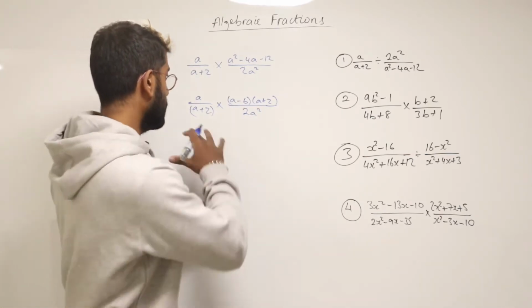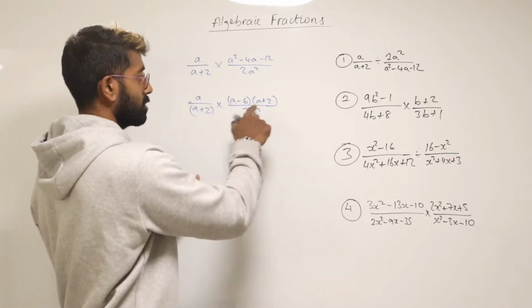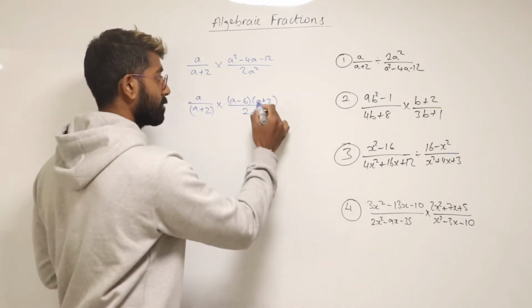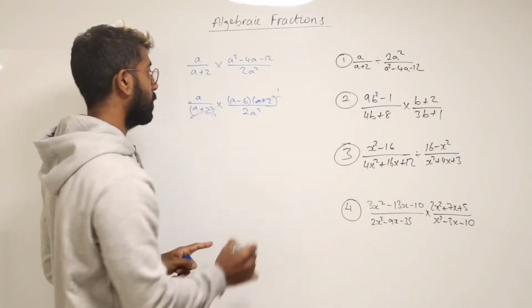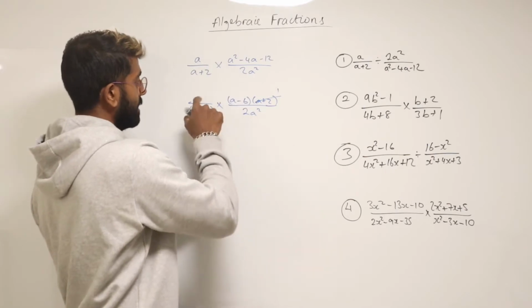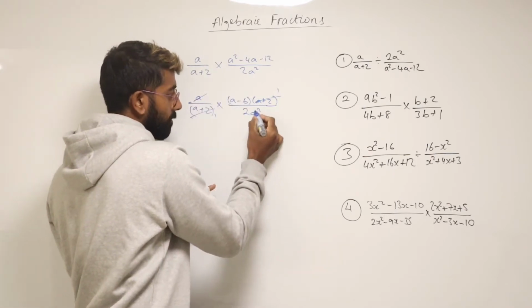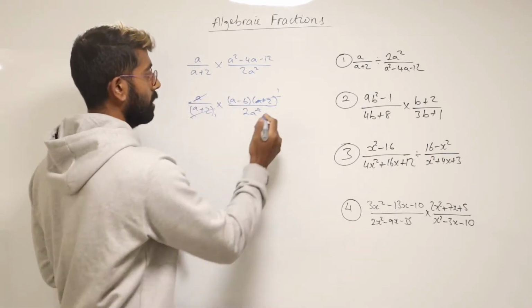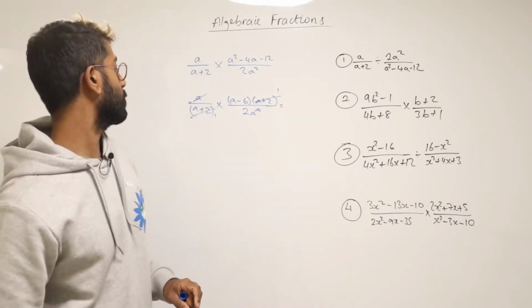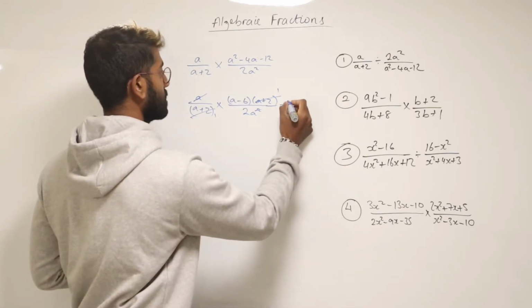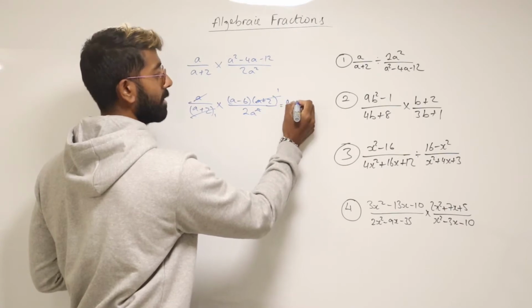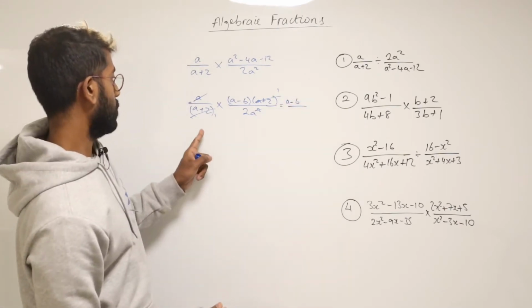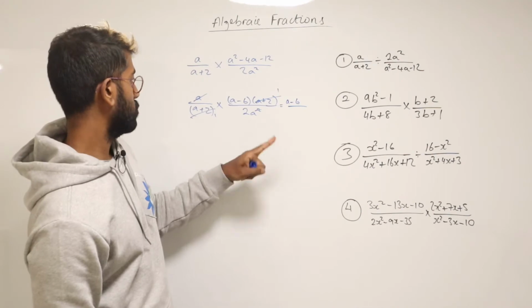What can we see now? If we do some cross cancelling, you've got your a plus 2 and a plus 2 over there. So we can cancel both of those, leaving us at 1 and 1. And then we've also got a squared and a, so we can cancel one of those with that one there. So on the top, all we're left with is a minus 6. And then on the bottom, we're just left with 2a.